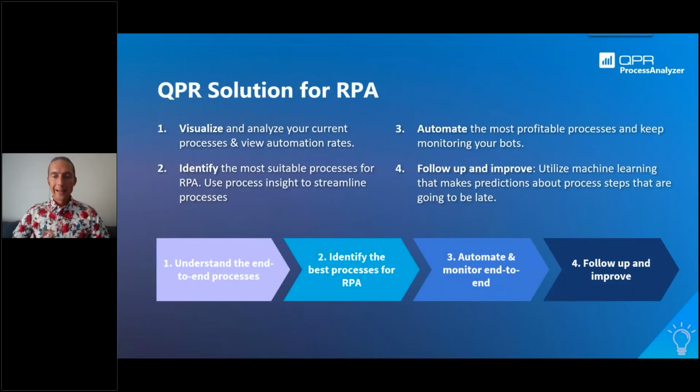Okay, now let's move on and talk about the QPR solution for RPA. The QPR solution consists of these 4 different steps. The first step here is to analyze your current process, so understand the end-to-end process. That is what we say in process mining.